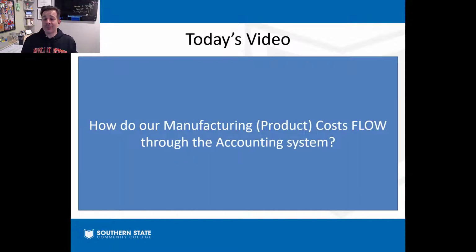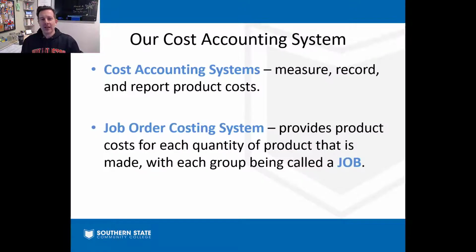So as I said, in today's video, how do those product costs flow through our accounting system? Our example we're going to use today is called a job order costing system. A cost accounting system is simply an accounting system set up to measure, record, and report the product cost. So in a job order costing system, we're tracking product cost by a job. And we're making groups of products, and every group we make is going to be a job.